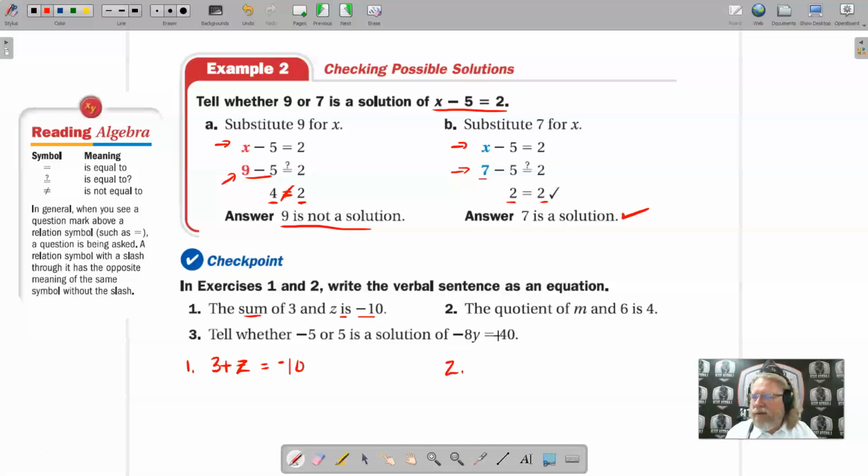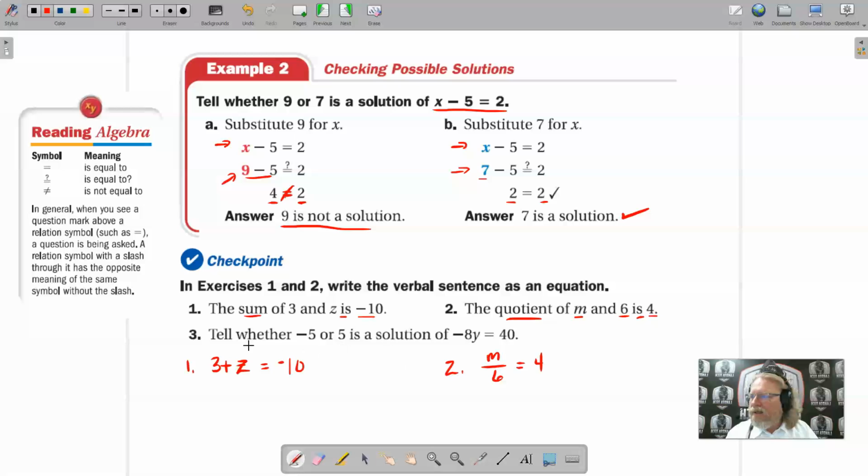For number 2, the quotient, so quotient means to divide. So we're going to use a fraction for that because all fractions are division problems. The quotient of m comes first, so it is the numerator. And 6 comes second, so it's the denominator. The word is equal to, and then the number 4 is what we put after the word is.